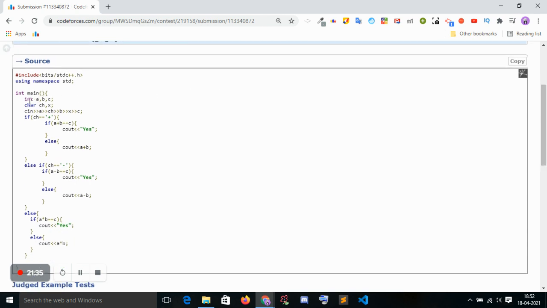So I take integers a, b, c, and char ch, x. I take the input as a, ch, b, x, c. A is my first integer, ch is my plus sign, minus sign, whatever the sign is. B is the second integer, x is my equal sign, and c is my result integer. If ch is plus, I check whether a plus b equals c, then print yes, otherwise instead you have to print a plus b. Similarly for ch minus, and for multiplication.